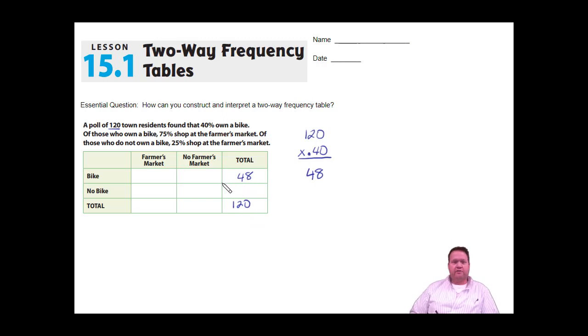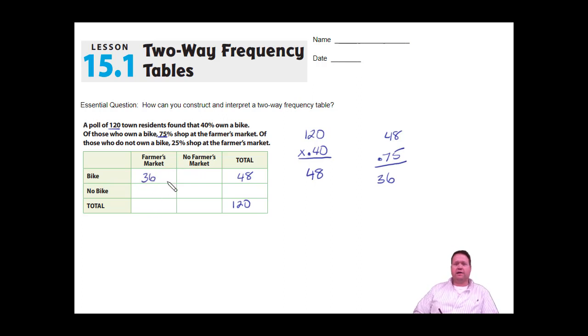So the next part we need to answer is this second sentence, which says, of those who own a bike, remember that the people that own a bike is 48 people. So 48 people have a bike. 75% of them shop at a farmer's market. So 75% of this number, which we're going to multiply by 0.75. And if you use your calculator, you're going to find out that this gives us 36 people that own a bike and shop at a farmer's market. So if you own a bike and shop at a farmer's market, you're one of those 36 people.